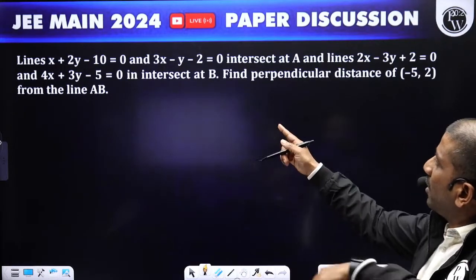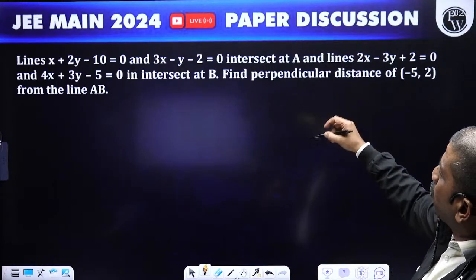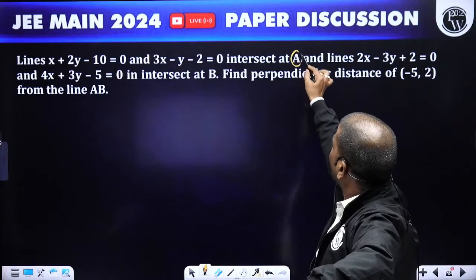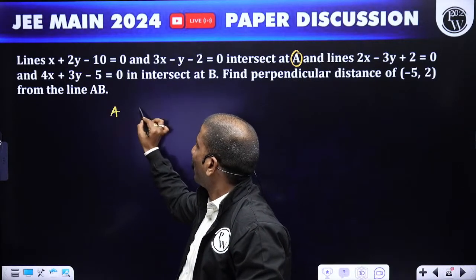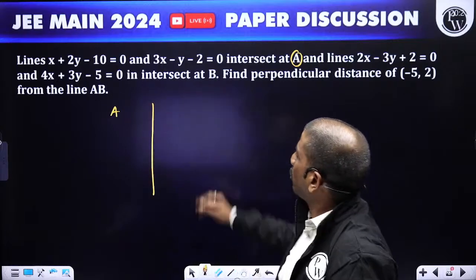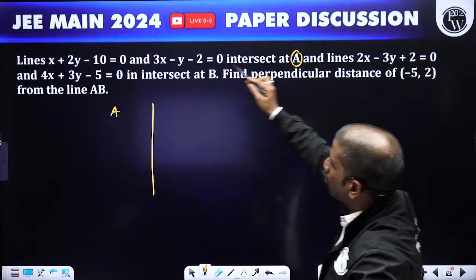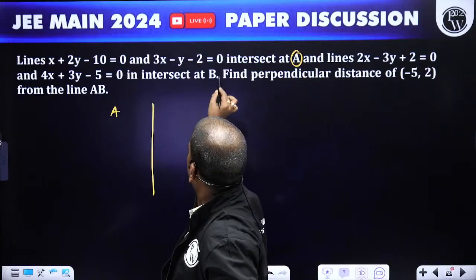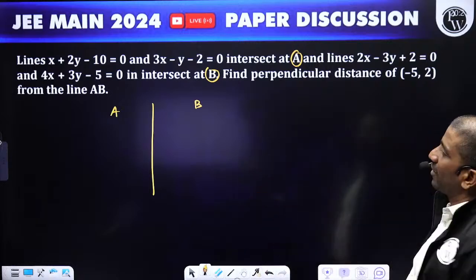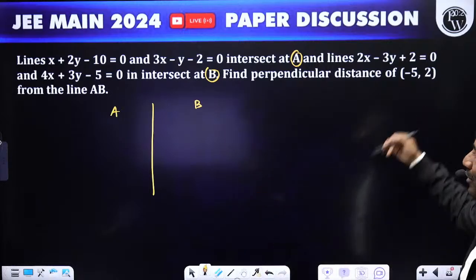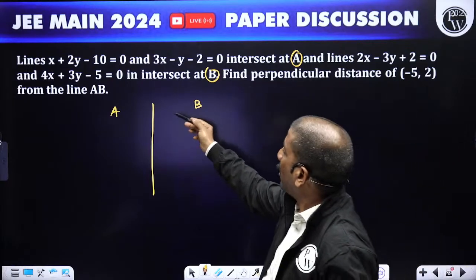Next question: x plus 2y minus 10 is equal to 0, 3x minus y minus 2 is equal to 0, intersect at A. So that means you can find the point A by solving those two equations. Now B: 2x minus 3y plus 2 is equal to 0, 4x plus 3y minus 5 is equal to 0, intersect at B. So you can find B also. After that, find the perpendicular distance of minus 5 comma 2 from the line AB.